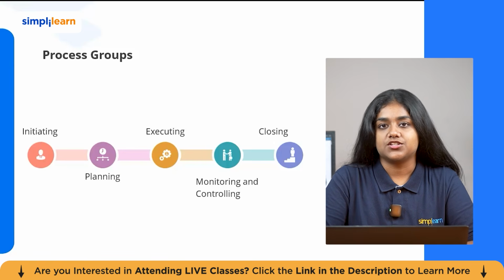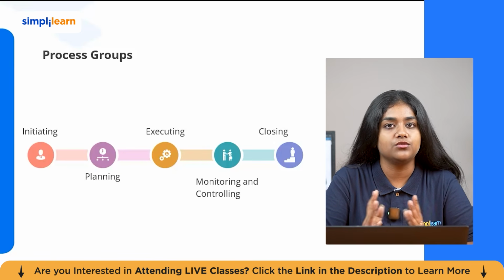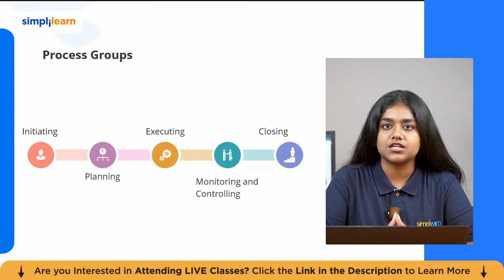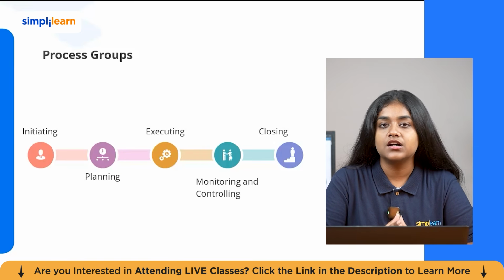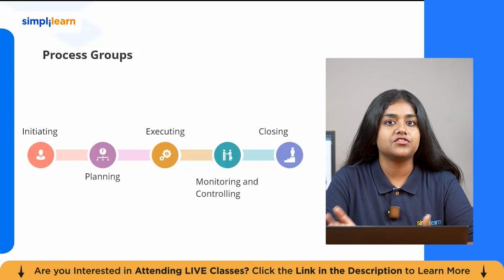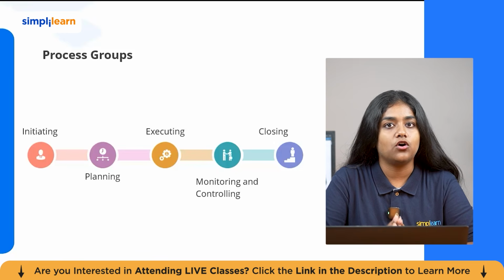So the first one is initiation. The initiating process group marks the formal beginning of a project or a new phase. This is where the project receives authorization to exist. Key activities include defining the project at a high level, identifying stakeholders, appointing the project manager, and producing the project charter. It's a document that officially authorizes the project. So without a proper initiating process, projects often start without clear objective, authority, or stakeholder alignment.